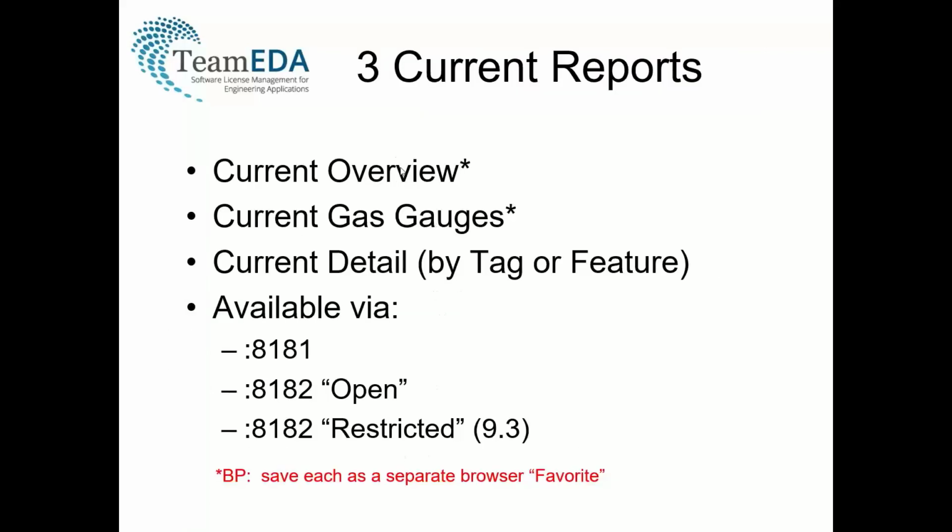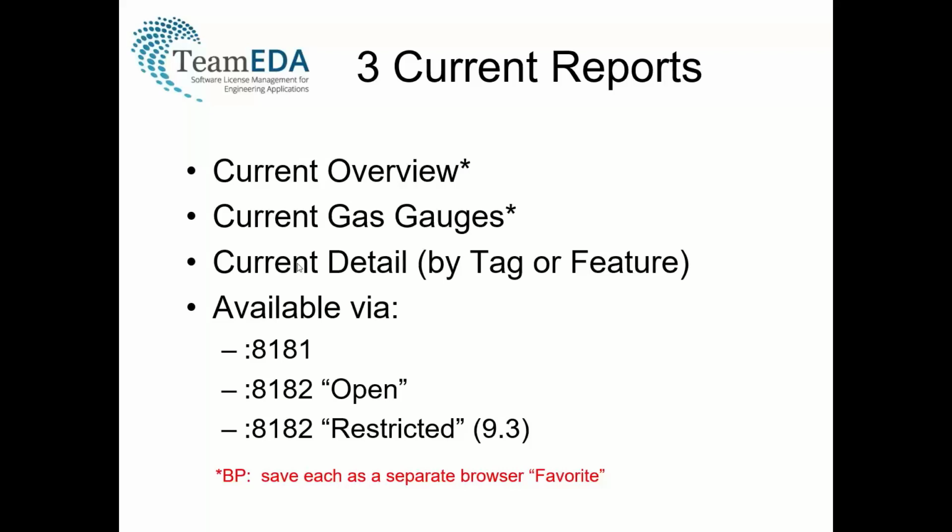There are three kinds of current checkout reports. There is the current overview table, there is the current gas gauge display, and then there are current checkout details by tag or by feature. And we'll look into these a little more carefully.